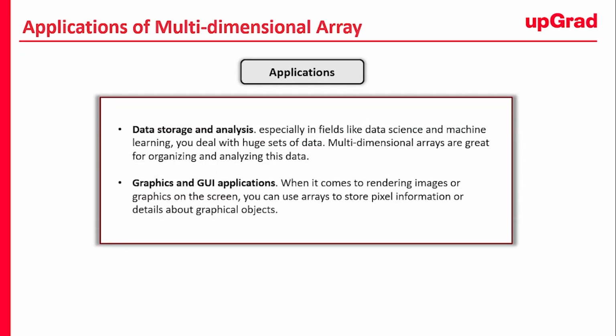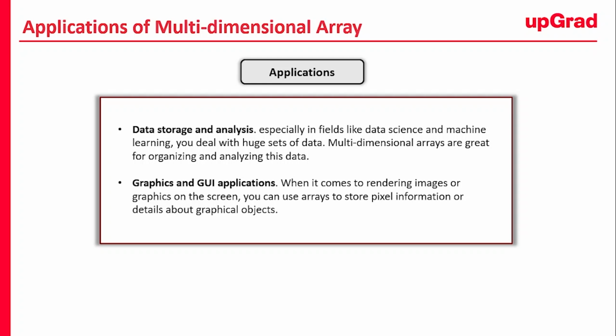Next is data storage and analysis. Especially in fields like data science and machine learning, you deal with huge sets of data. Multidimensional arrays are great for organizing and analyzing this data. For example, if you have a data set with different features and samples, like let's say height, weight, and age of people, each feature and sample can be stored in a multidimensional array. Once the data is stored, you can apply algorithms or run statistics on it for analysis and modeling.